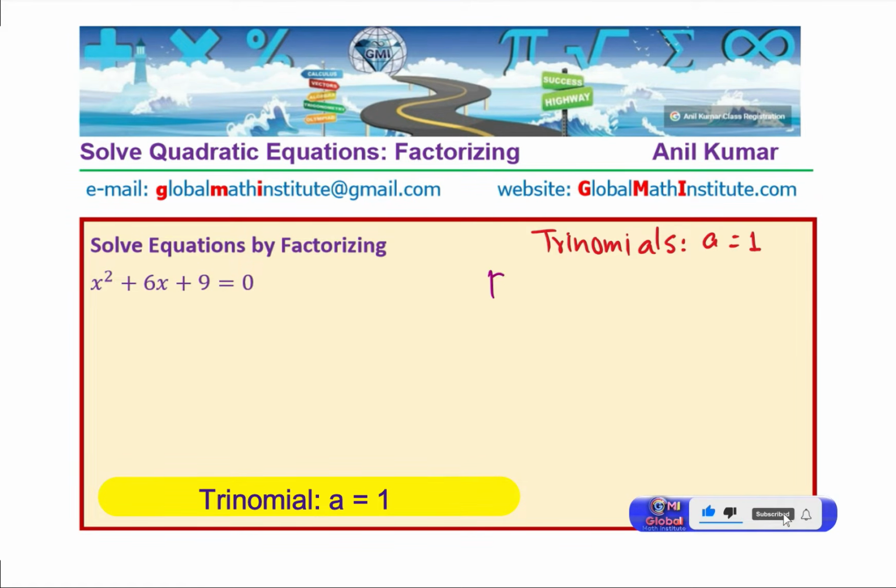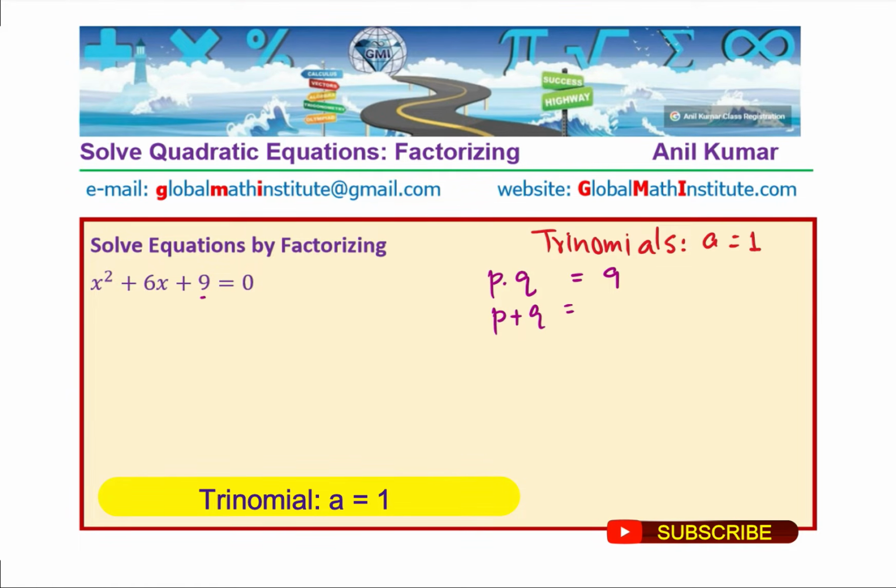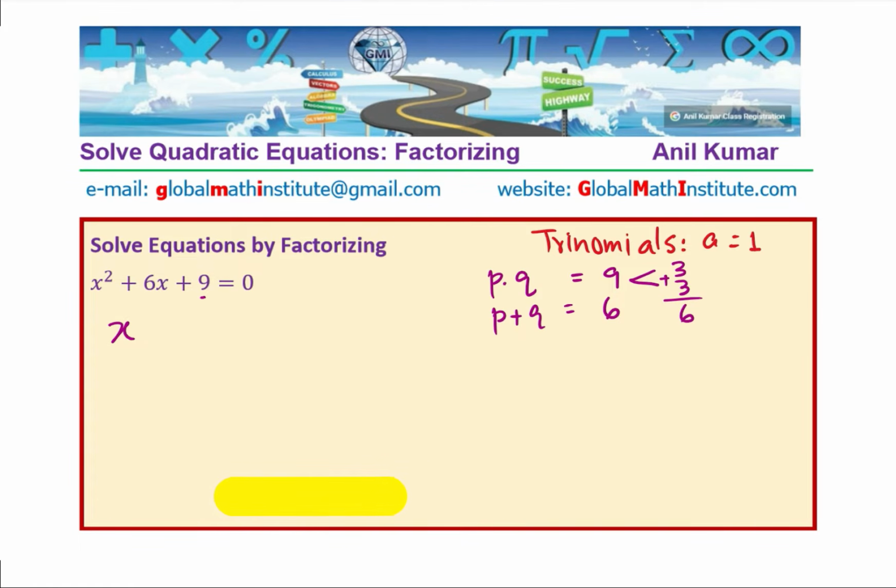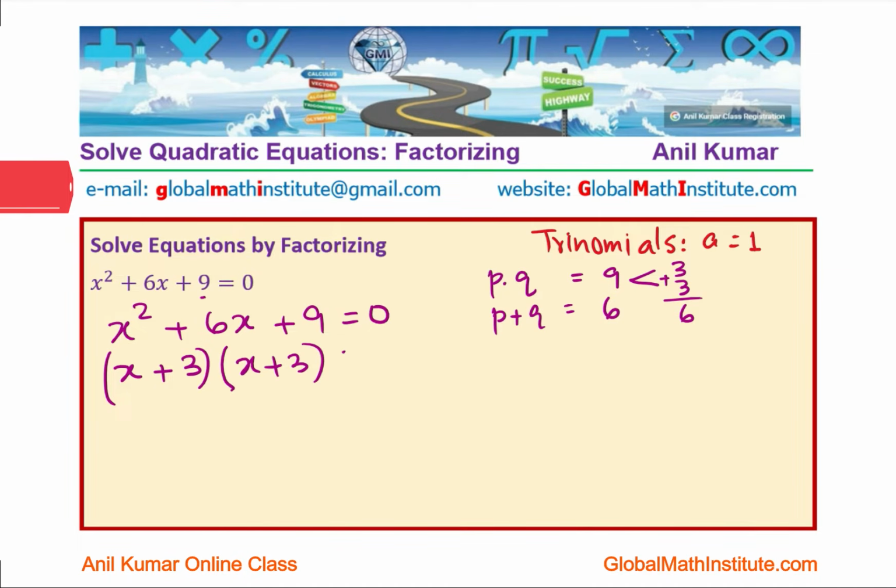So the product of two numbers, let them be p and q, should be 9 times 1. So I'm just writing there 9. And the sum of these two numbers should be 6. Now clearly the two numbers are 3 and 3. So when you add them, you get 6, right? And when you multiply, you get 9. So therefore, this expression, x squared plus 6x plus 9 equals 0, can be written as x plus 3 times x plus 3, right? Equals 0. Do you see it is a perfect square? Makes sense?